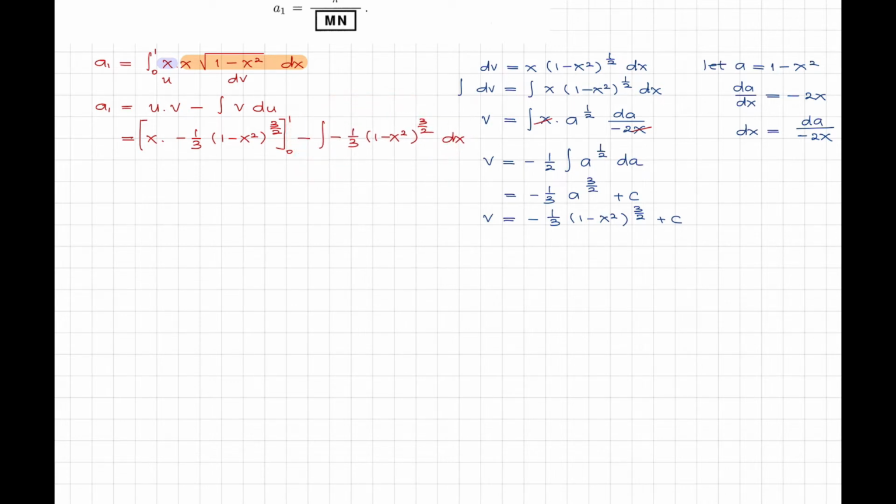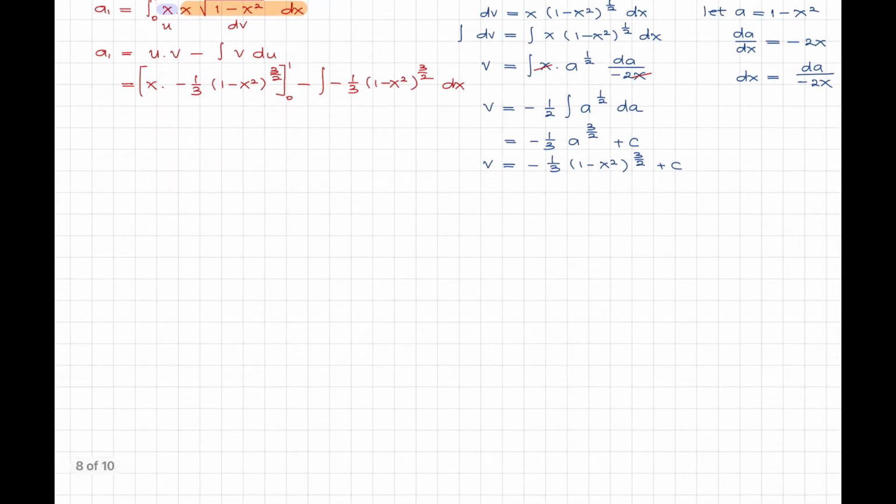So if I substitute the upper and lower limits into the first expression, if I substitute 1, you can imagine it yourself: 1 times negative 1 over 3 times 1 minus 1, which is 0, so it becomes 0. So the upper limit gives 0, minus the lower limit. If you substitute 0 in here, you get 0 times the rest, so it should be 0.